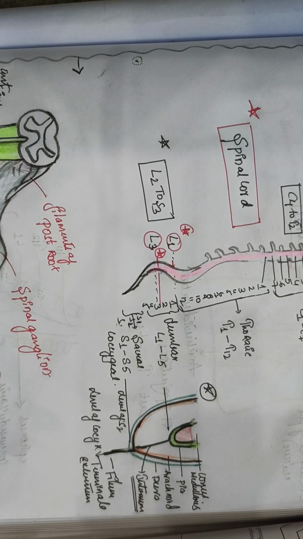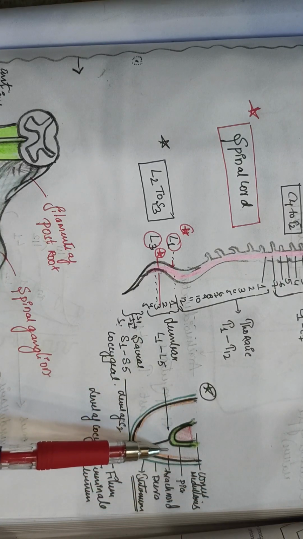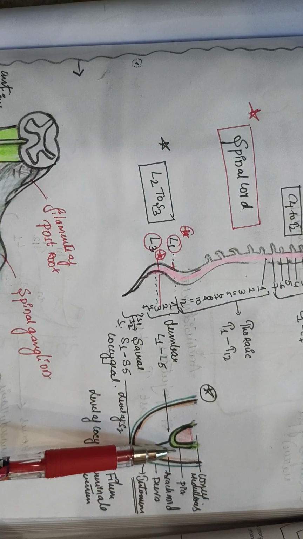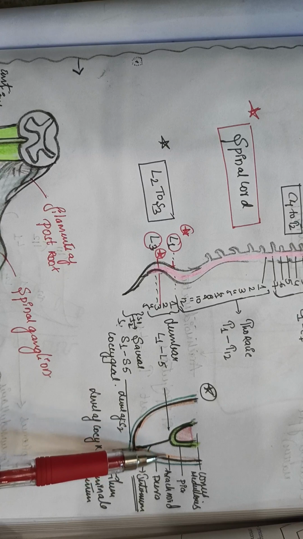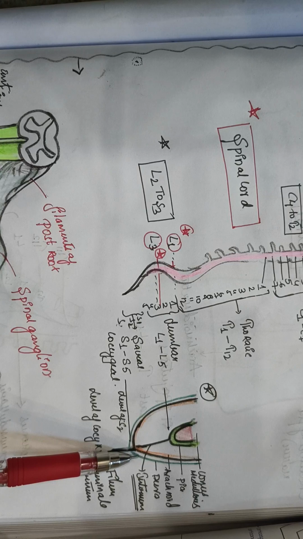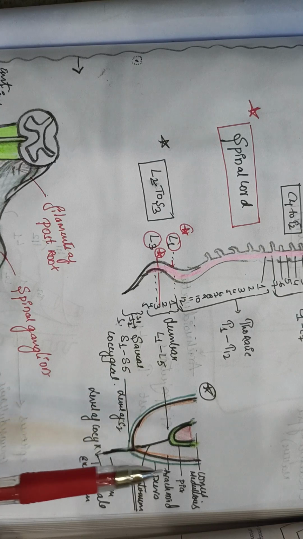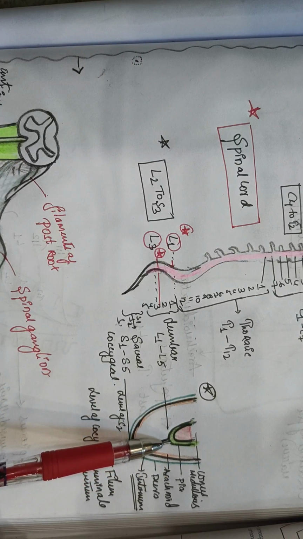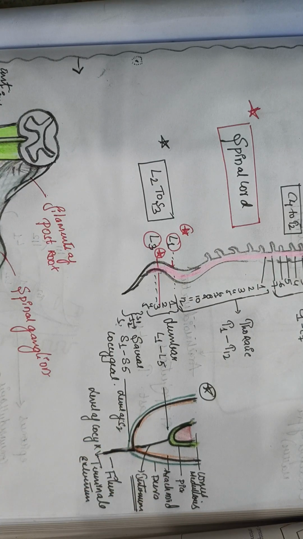So if you observe here, this is the last portion of the spinal cord. If you observe carefully, this is the conus medullaris, right? And if you look in, this is the inner meningeal membrane. This is the pia mater. This is the arachnoid membrane, right? This is the dura mater. So this spinal cord is covered by pia mater, arachnoid membrane, and the dura mater.